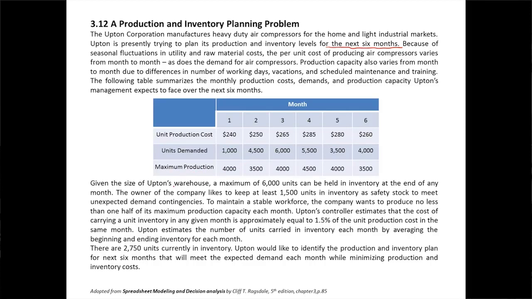Given the size of Yuptong's warehouse, a maximum of 6,000 units can be held in inventory at the end of any month. The keyword here is maximum, which means we need a constraint here. The owner of the company likes to keep at least 1,500 units in inventory as safety stock to meet unexpected demand contingencies.